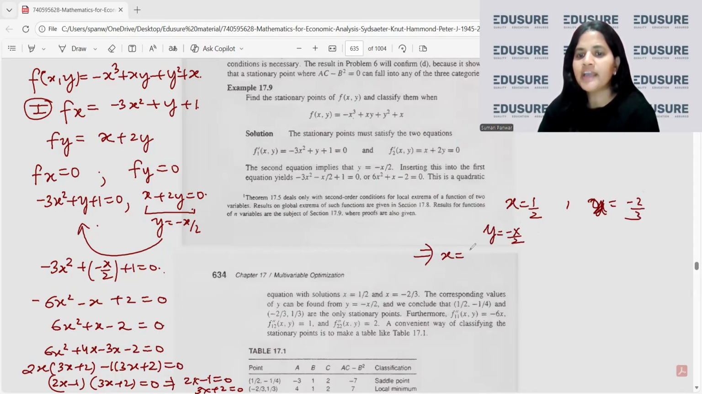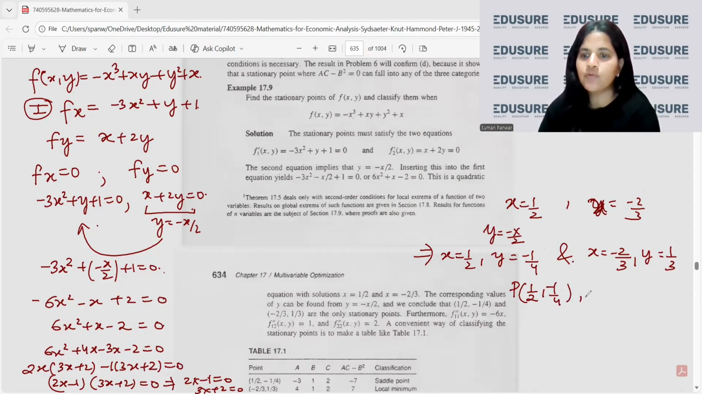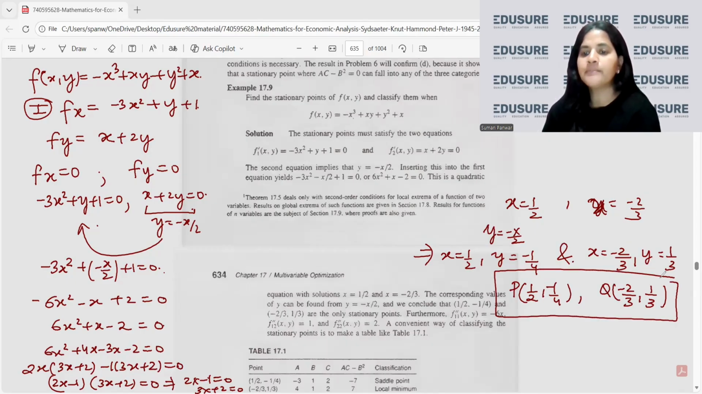So this implies that x equals 1/2, y equals -1/4, and x equals -2/3, y equals 1/3, since y is -x/2. So I have two stationary points: p, which is (1/2, -1/4), and another stationary point q, which is (-2/3, 1/3). So these are the two stationary points that I'm concerned about.